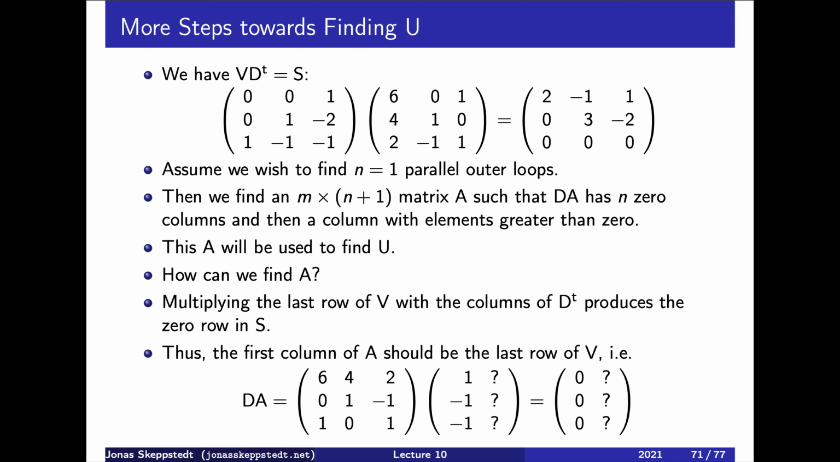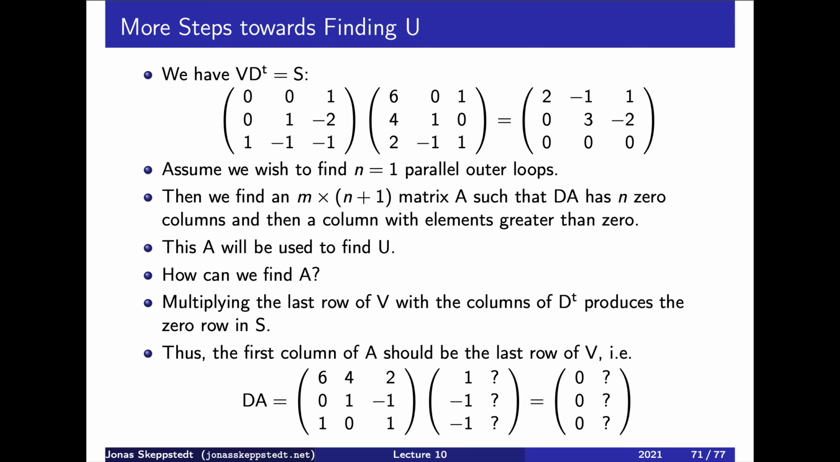So what we will do is find a matrix A, and from A we will find the transformation matrix. The distance matrix times this A should have a certain number of leading zero columns. In the example here, we want to have one zero column. And then the question is, how can we find this A?